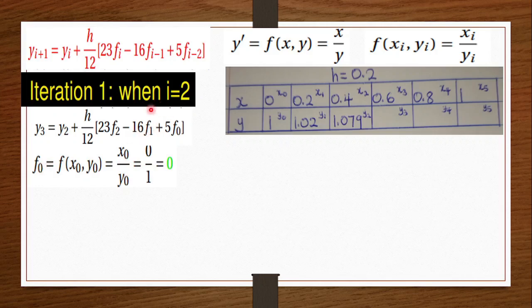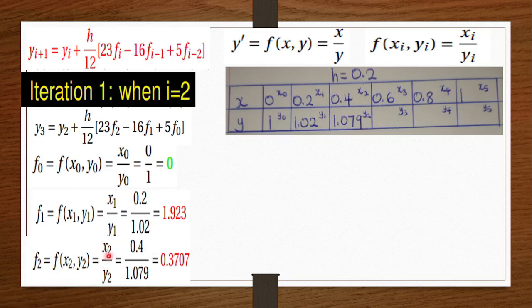So we can go ahead to find for f1. So when the x is 1 and then the y is also 1, we divide them according to the equation. We are dividing it. Then we have, what is x1? x1 is 0.2 divided by y1, which is 1.02. So we divide them and then we have our value for f1. So again, we find for f2, the same, x2 divided by y2. We know x2 to be 0.4 and then y2 to be 1.079. We divide it and we find the value for f2.